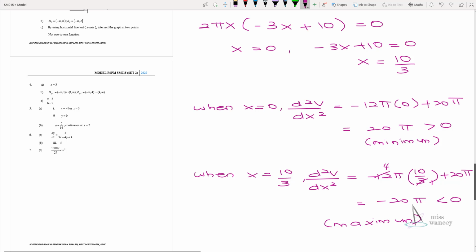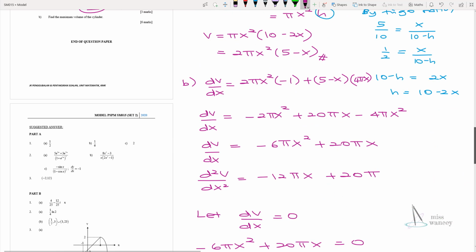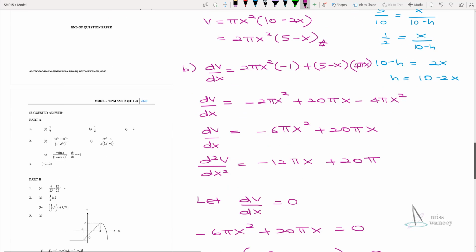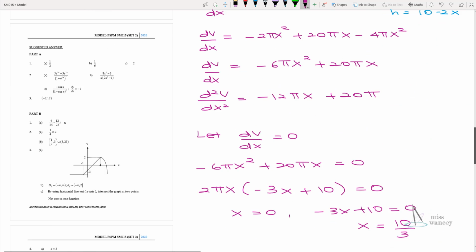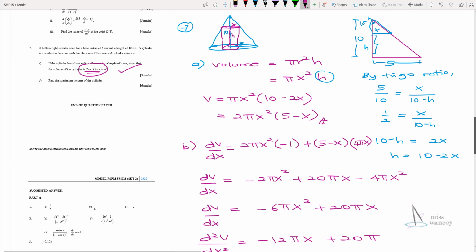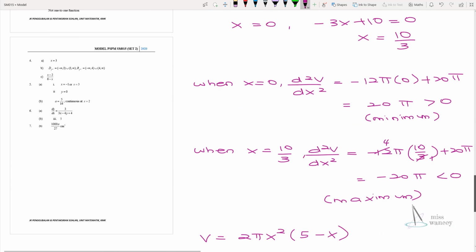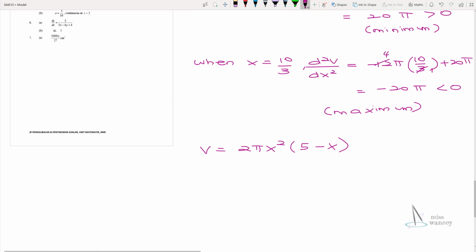Okay, so the question asks for find the maximum volume of the cylinder. So that means I can substitute the value of x. So the formula for the volume is 2 pi x squared, and then is it 5 minus x? So let me check again. 2 pi x squared, 5 minus x, yep. So now we're gonna replace the x with 10 over 3.